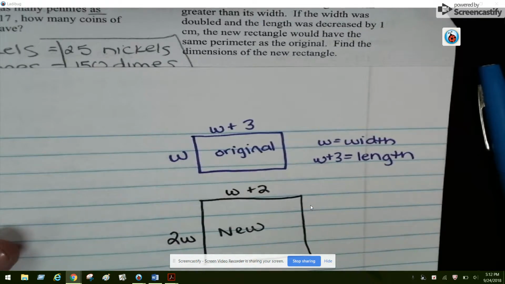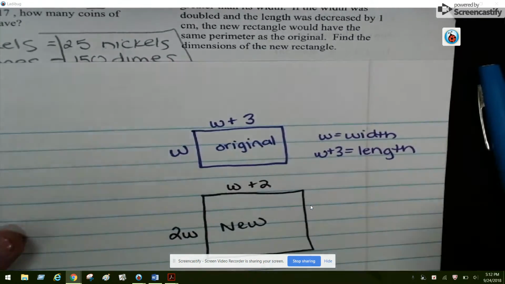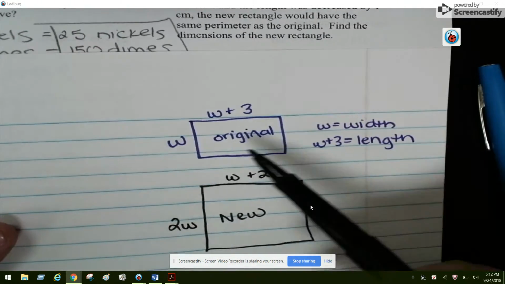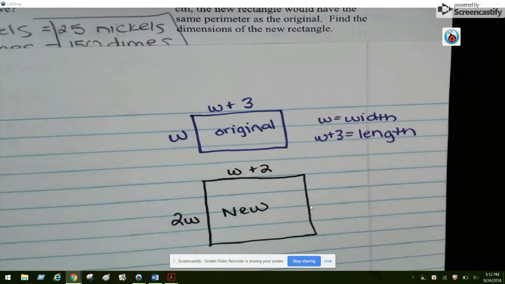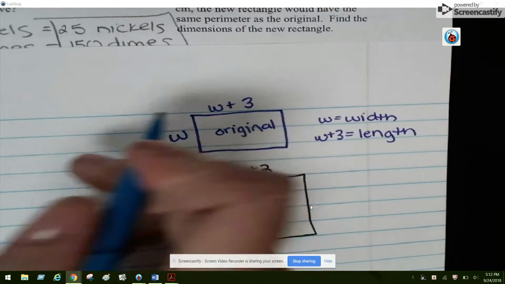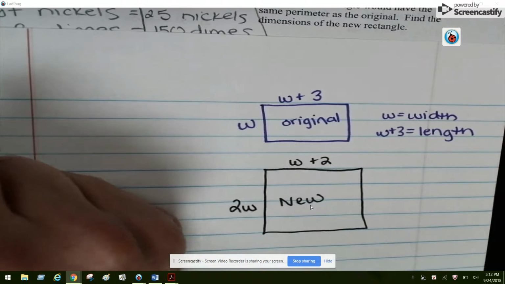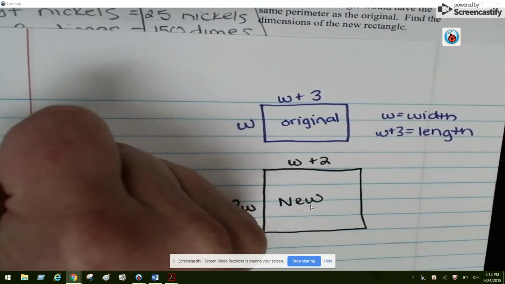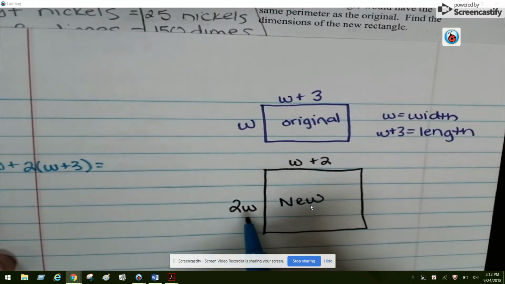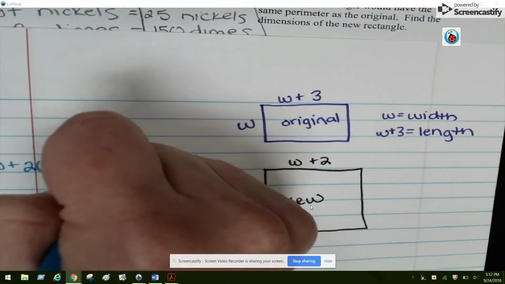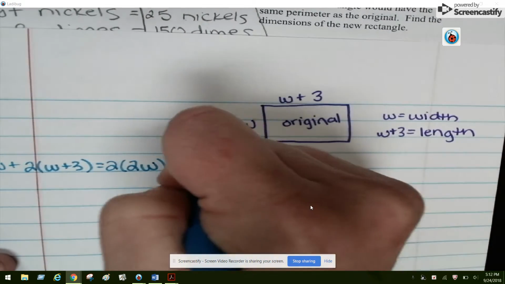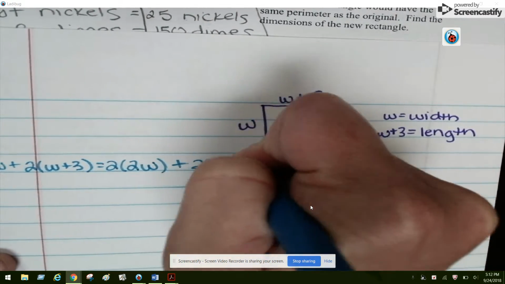And then from here, it tells me that the perimeter of this one is equal to the perimeter of this one. So if I'm finding perimeter, I'm adding all 4 sides up. That means that over here, it's made up of 2W plus 2 times W plus 3. And then same thing over here. This is going to be 2 sides of 2W, so 2 times 2W plus 2W plus 2.